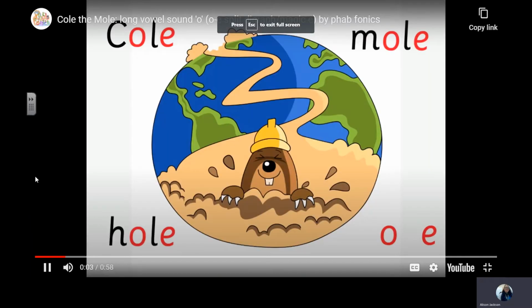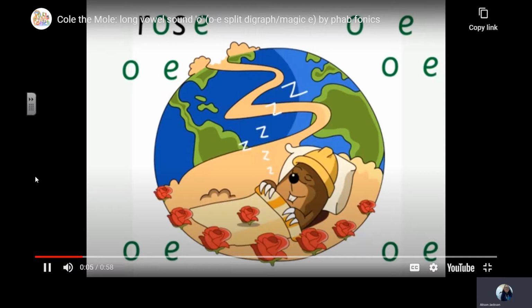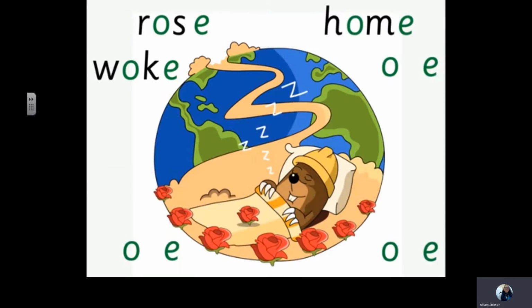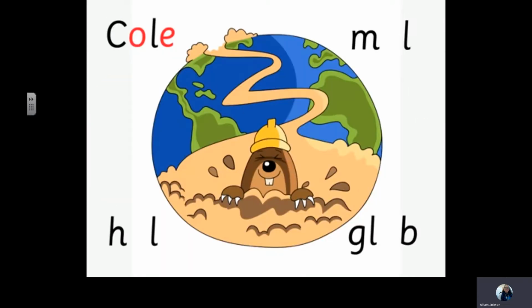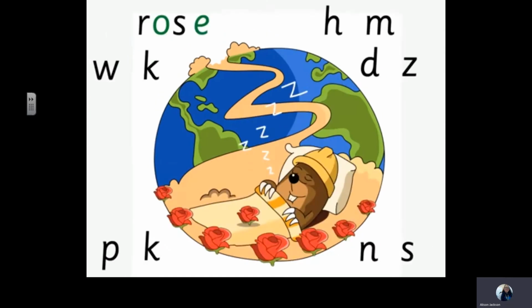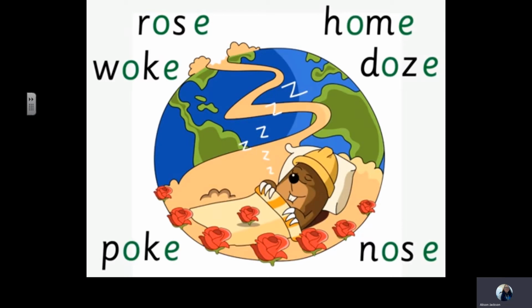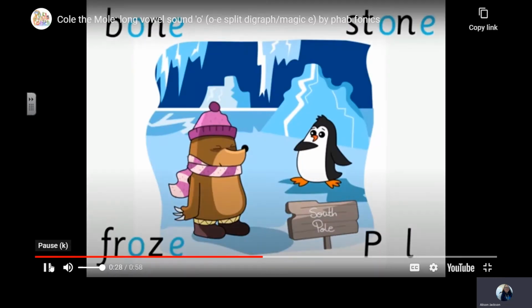Cole the mole dug a hole through the globe, then slept on a rose bed in his very deep home. He woke from his doze, poked out his nose, his bones froze to stone in the icy South Pole. Cole the mole dug a hole through the globe, then slept on a rose bed in his very deep home. He woke from his doze, poked out his nose, his bones froze to stone in the icy South Pole.